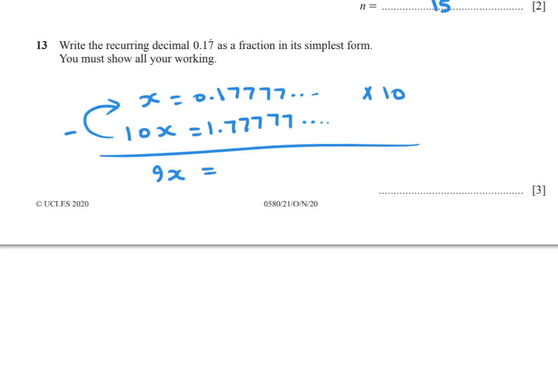When you subtract, it's better to line up the decimal points, decimal point below decimal point. Now when you subtract, all these digits will cancel. So 1.7 minus 0.1 is 1.6. Now divide by 9. So x equals 8/45 in the simplest form.